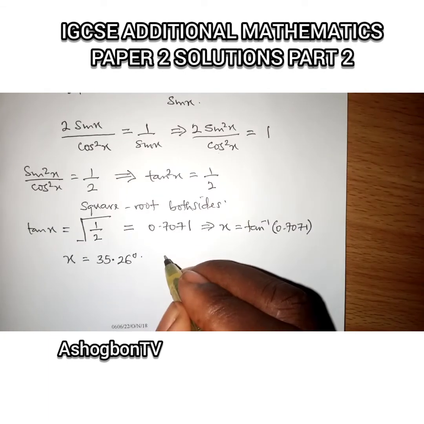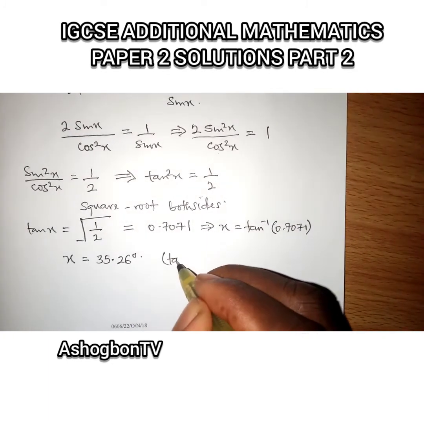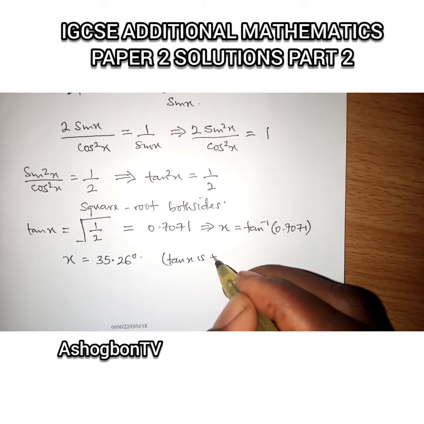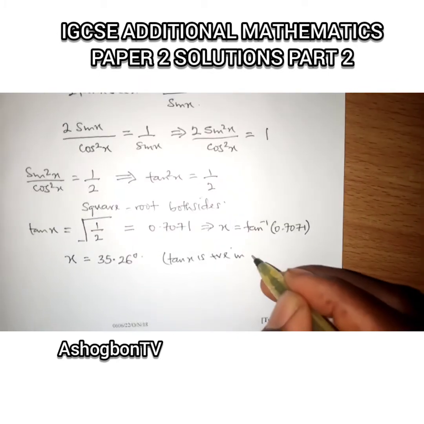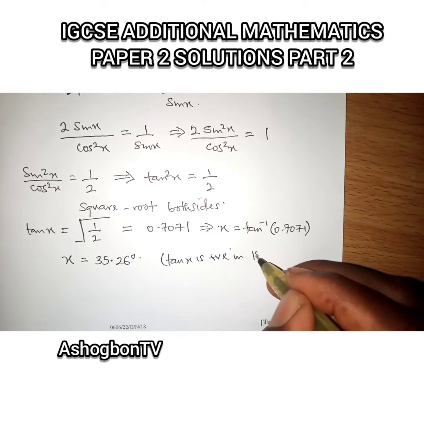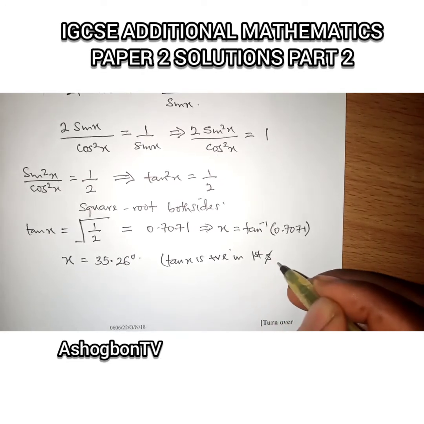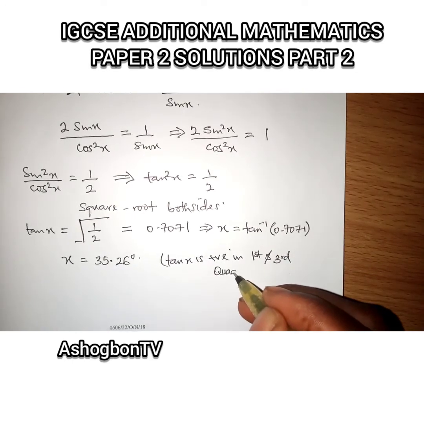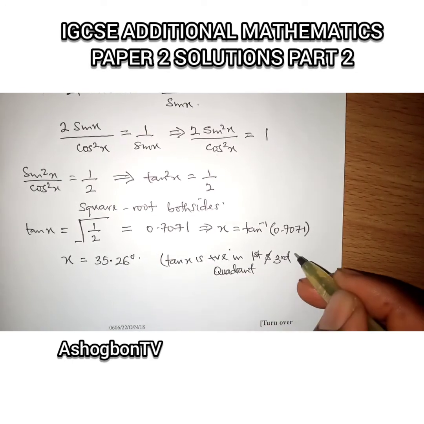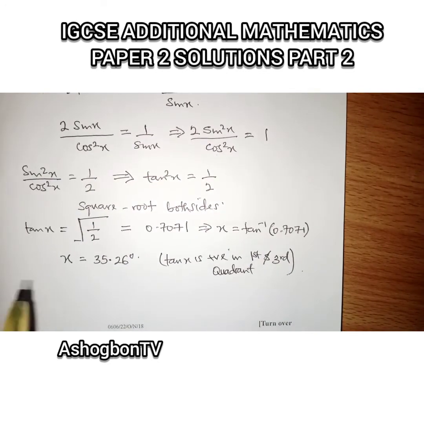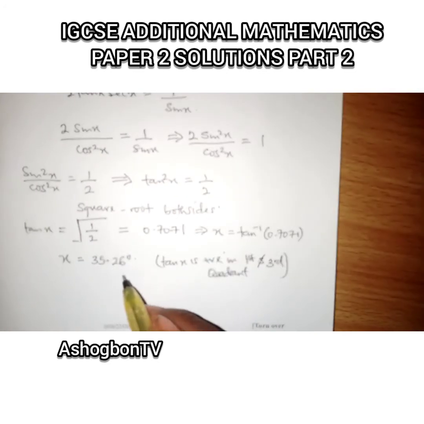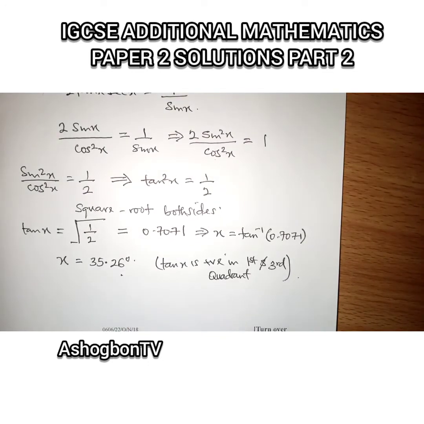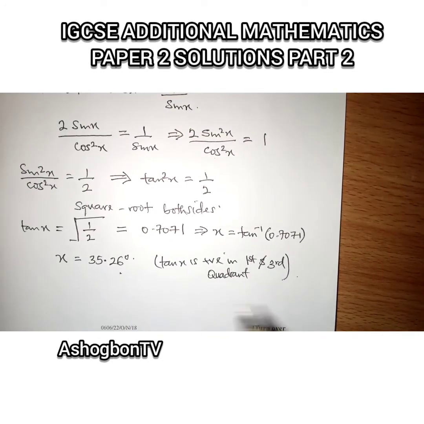If you check this very well, you will agree with me that tan x is positive in which quadrant? It will be positive in the first and third quadrant. Yes, so let's see how that will work. Talking about the first quadrant, of course, that is x. Second quadrant, let me do a brief revision on that.